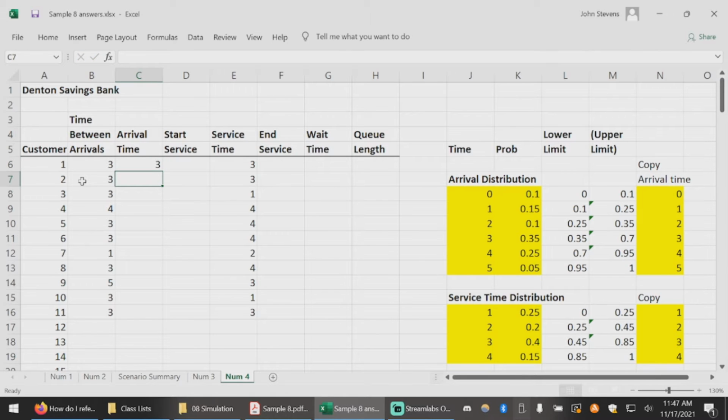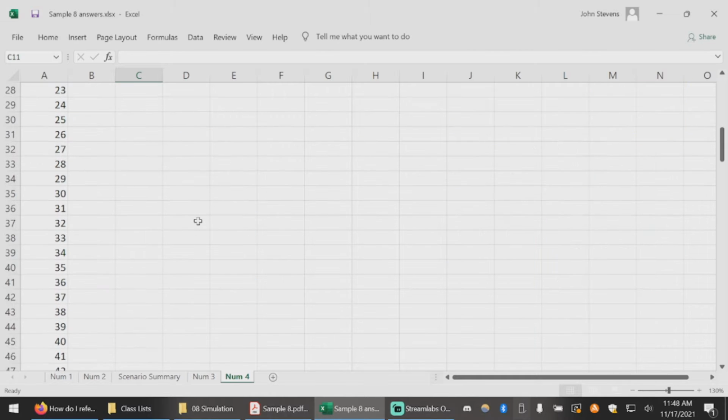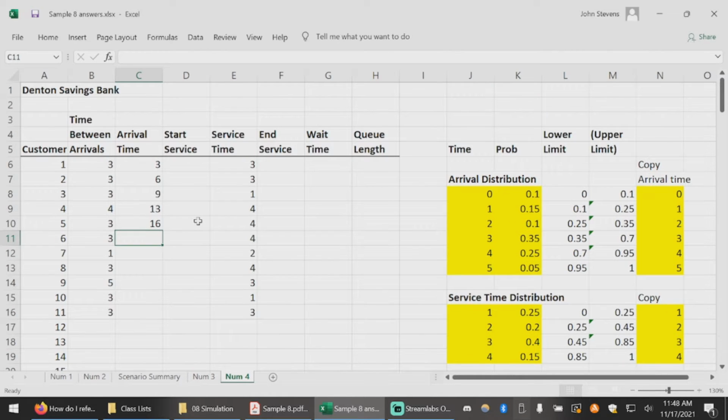Then the next time between arrivals is 3 minutes again. So at minute 6, the next person arrives. Then at minute 9, the next person arrives. 4 minutes later, so at minute 13, the next person arrives, and you get the idea, right? Like so. Now, of course, we can't do this by hand. There's 150 of them. That is not the point. So what can we do here?